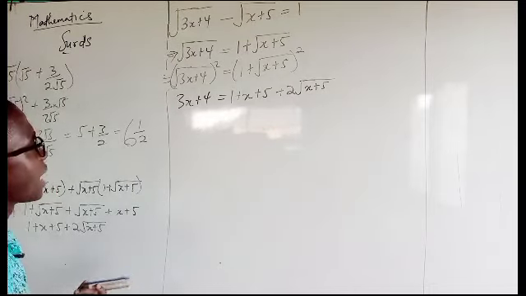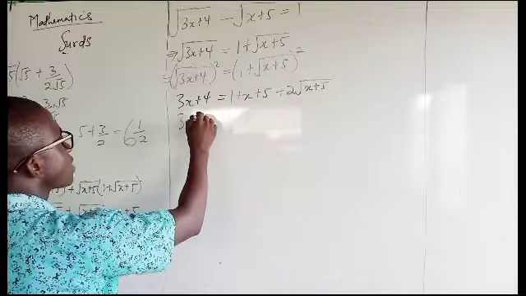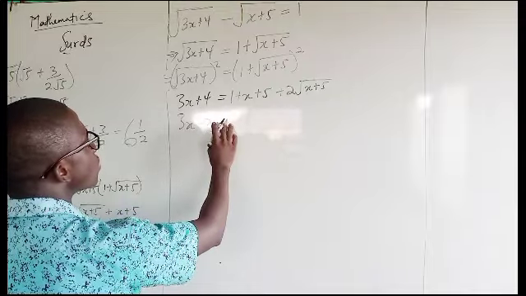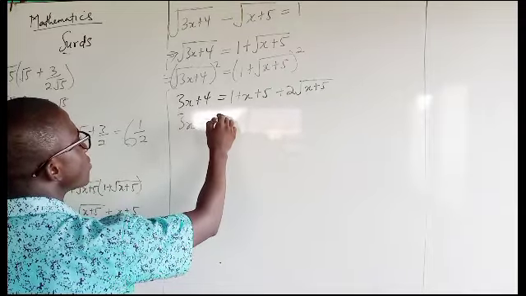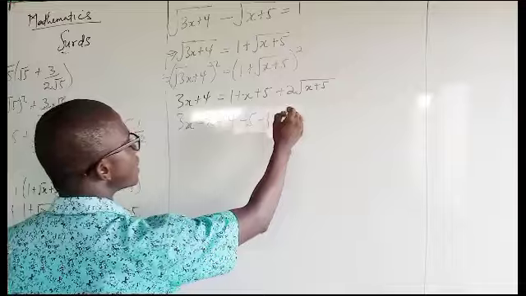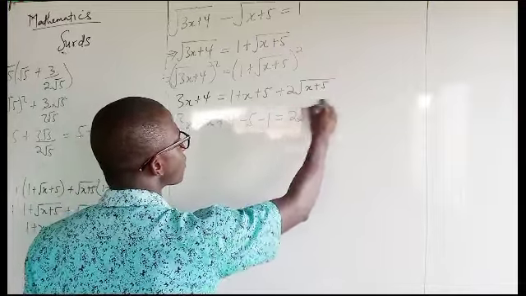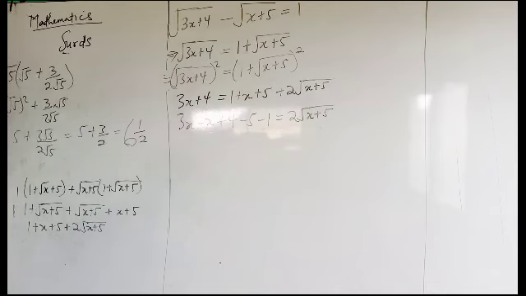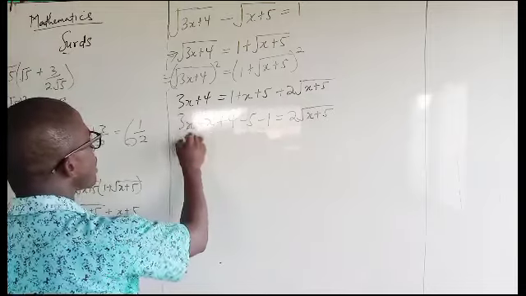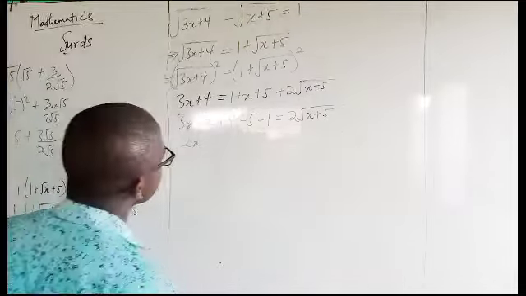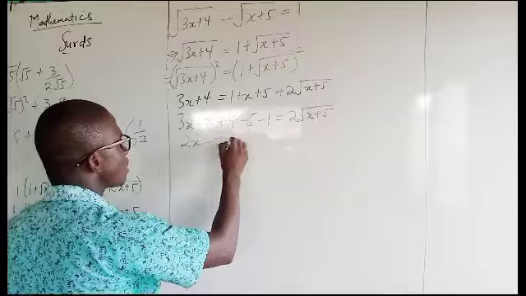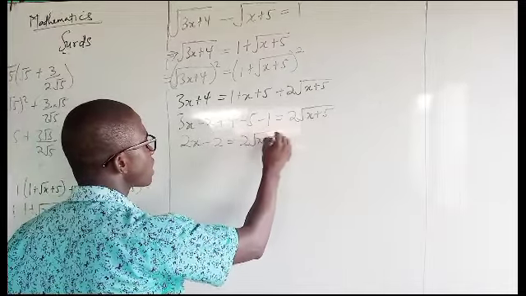Okay, so now let's group the x together. So we have 3x minus x, that will be equal to, okay, let me group this, plus 4 minus 5 minus 1 is equal to 2 root x plus 5. I'm just doing the grouping here. So that will be 2x. 4 minus 5, that will be negative 1 minus 1, that will be minus 2. 2x minus 2 is equal to 2 root x plus 5.